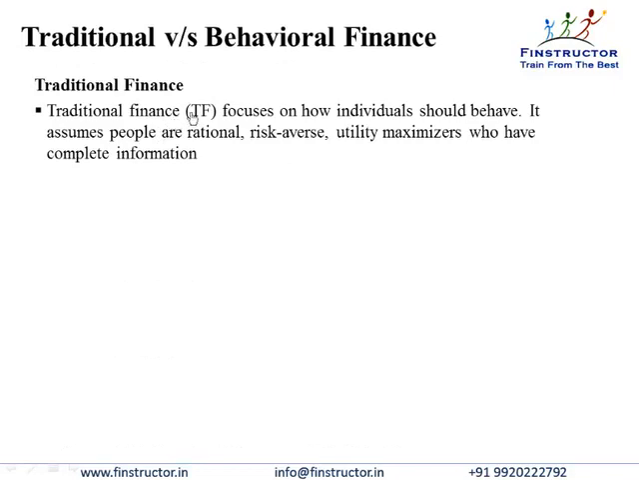Now, traditional finance essentially is prescriptive in its approach. So it focuses on how individuals should behave. The assumption is that people are rational, risk averse, and utility maximizers. So they want to maximize the benefit for a given amount of risk, and very importantly, people have complete information and complete processing power available with them to make these optimal utility maximizing decisions.